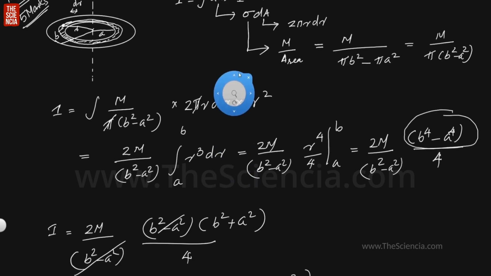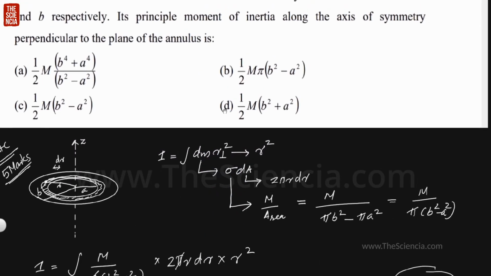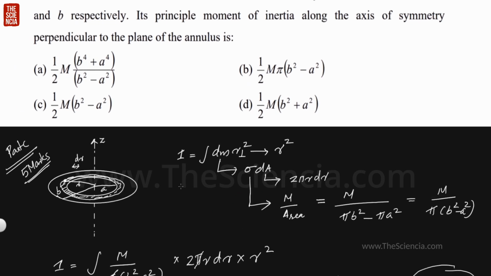Now we can check the options. So the option D is the right answer, 1 by 2 m into b square plus a square. So you got the 5 marks. It's very easy, okay? But you want to know all these small things. You have to know what is dA, you have to know what is sigma. These are the school level concepts, sigma, dA and all. If you know all those things, then you can easily solve this kind of problems.